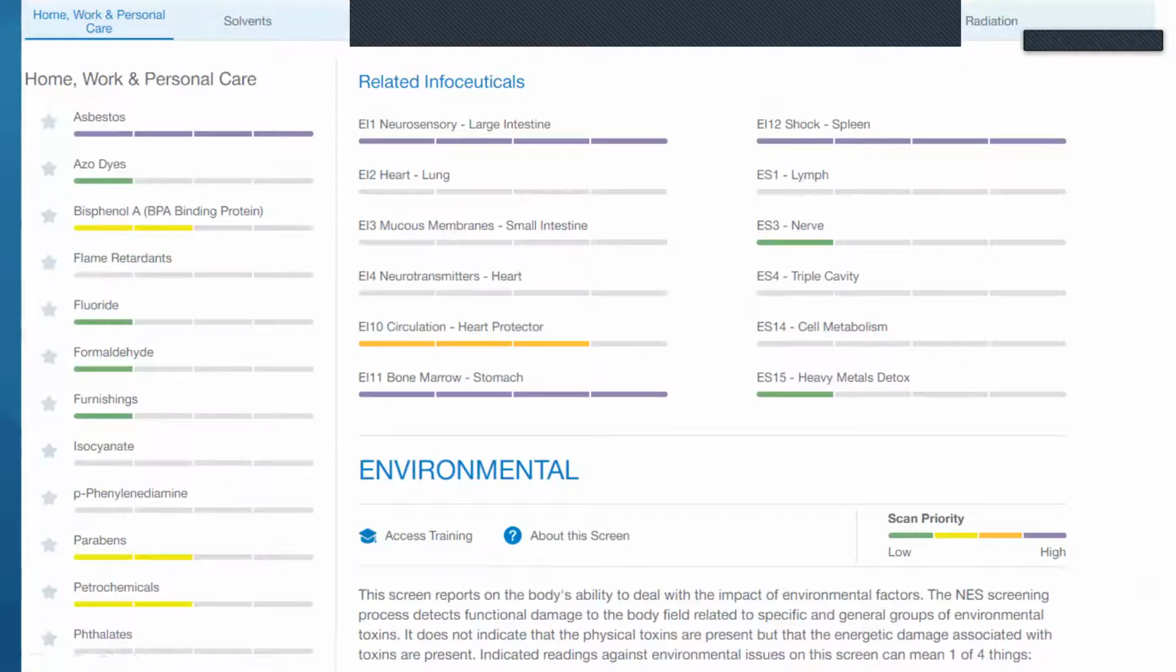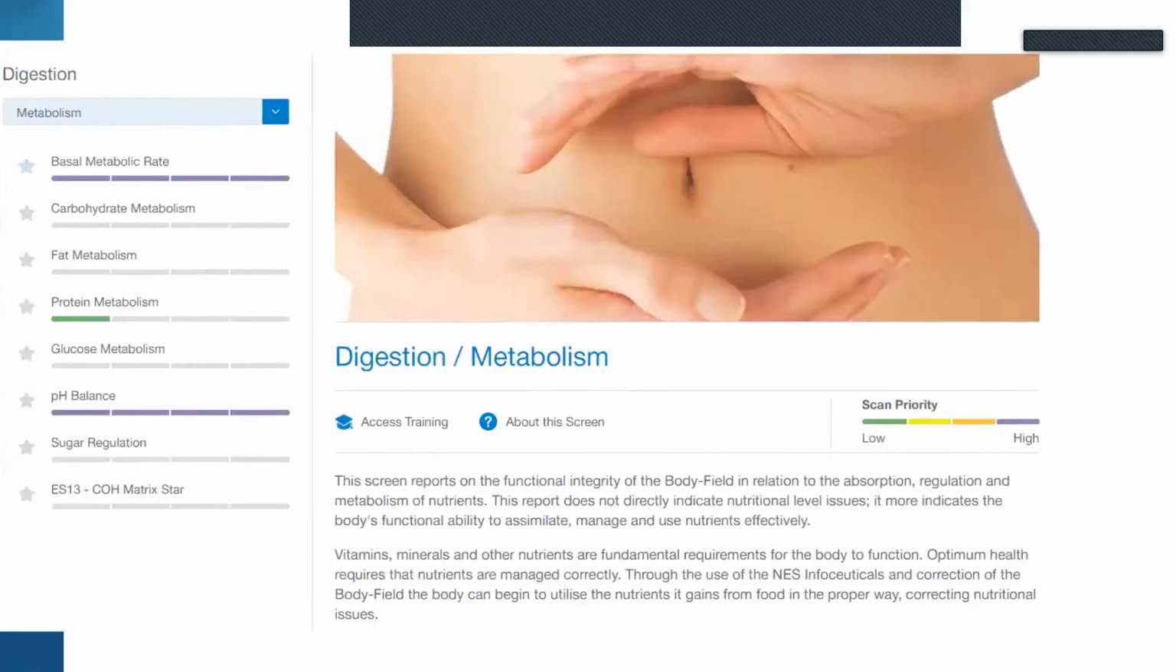Okay. I only included a couple of things on the environmental screen. The reason I wanted this one is because I wanted to show you that sometimes we need to look at the link to the related infoceuticals. So we've got the large intestine, heart protector, stomach, and spleen. There were a few things that came up on her scan. Not a lot of high priorities in the environment screen, but it's always good to do a deeper dive into those if you feel that's appropriate. This is something I was able to share with her.